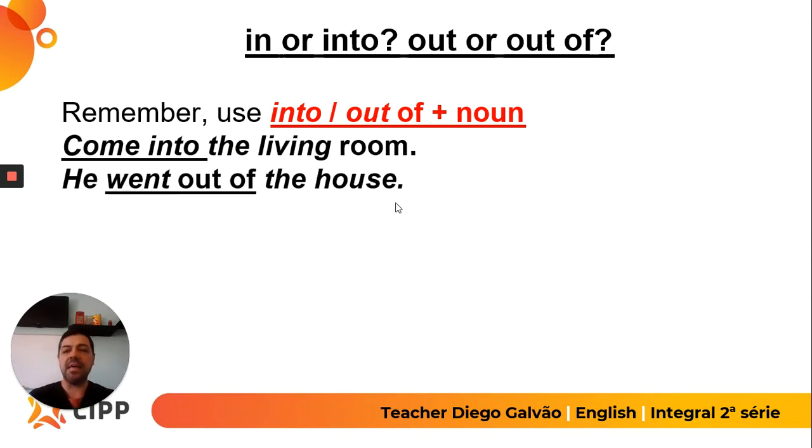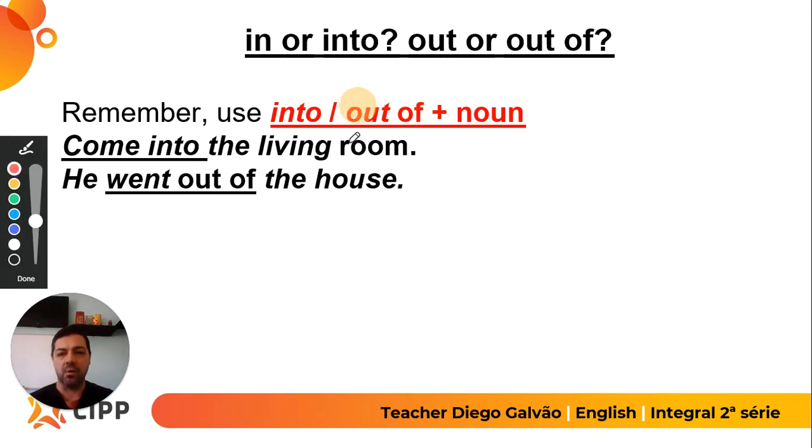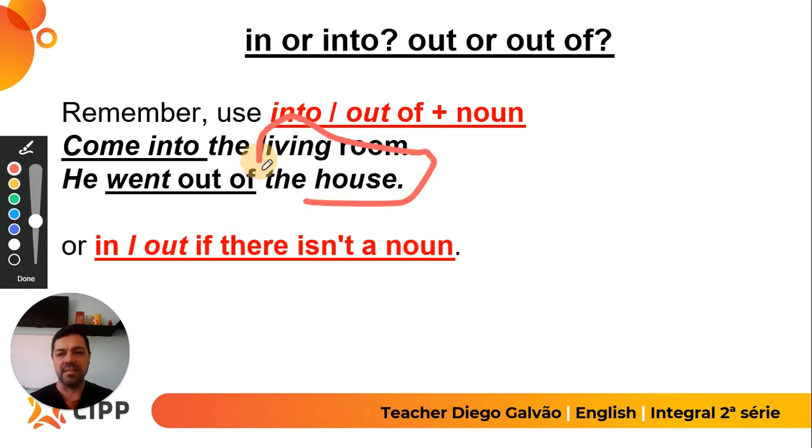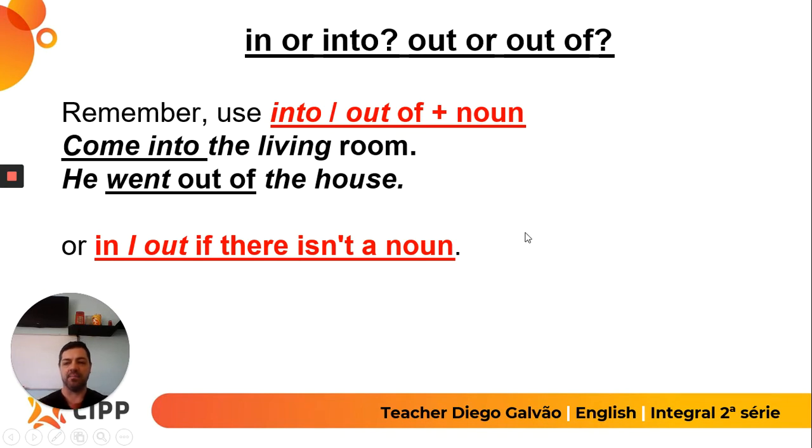Example, come into the living room. He went out of the house. So you have the noun, guys. The noun is here, okay? It's different from the other one. If you just don't have a noun, you use in and you use out.